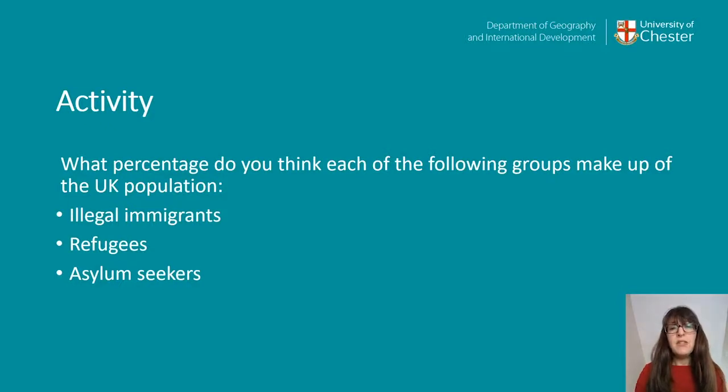And now I want you to think just to yourself, what percentage do you think each of the following groups make up of the UK population? So thinking about illegal immigrants, refugees, and asylum seekers. For a moment, just think to yourself, I'll show the answers in a second.